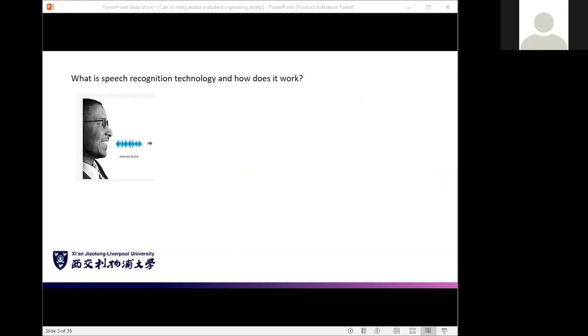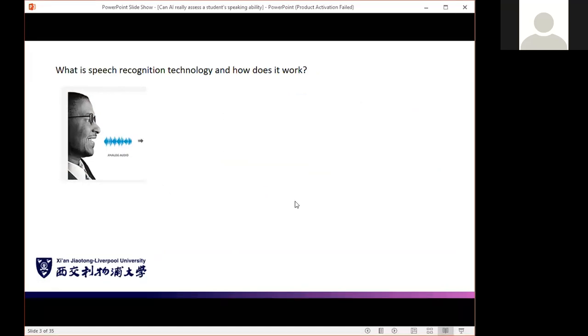So I've got the sun in my eyes here. So, yeah, okay. This image represents the system very simply. And then I'm going to pass you over to an expert who will explain how the speech recognition technology works in a bit more detail.